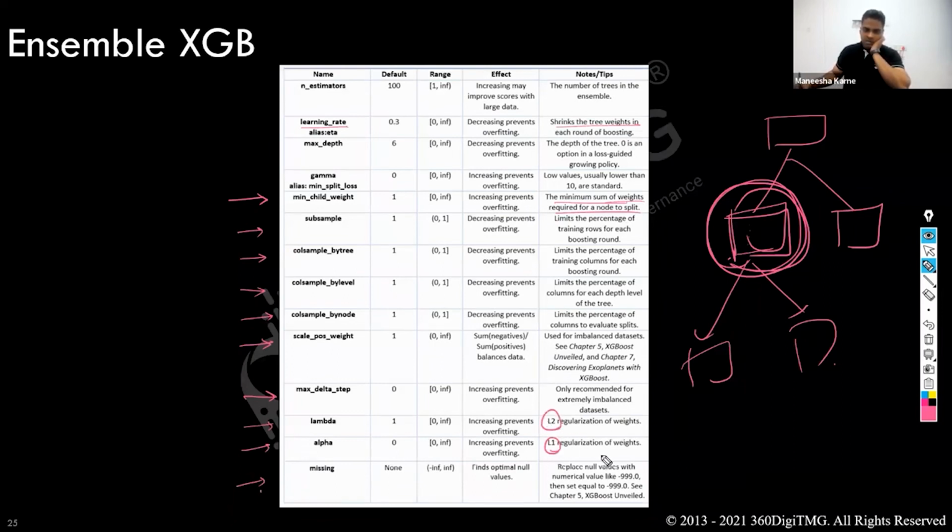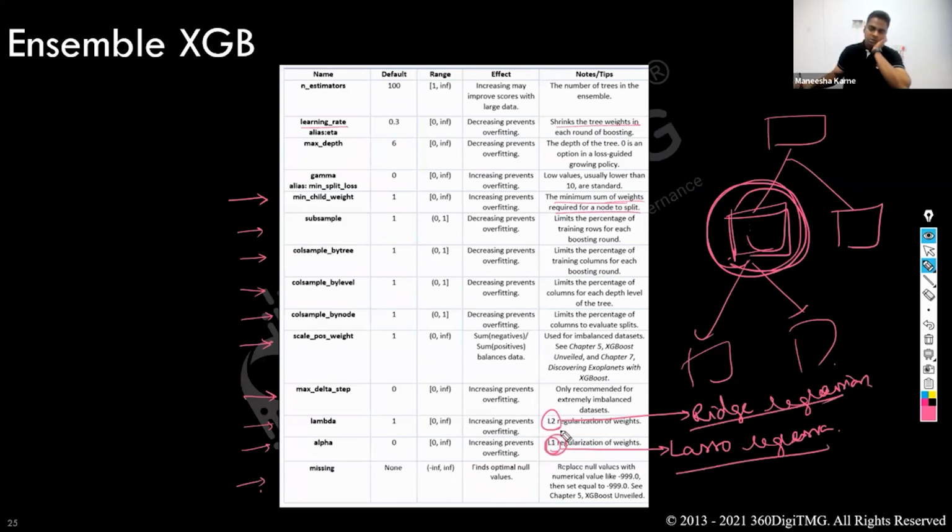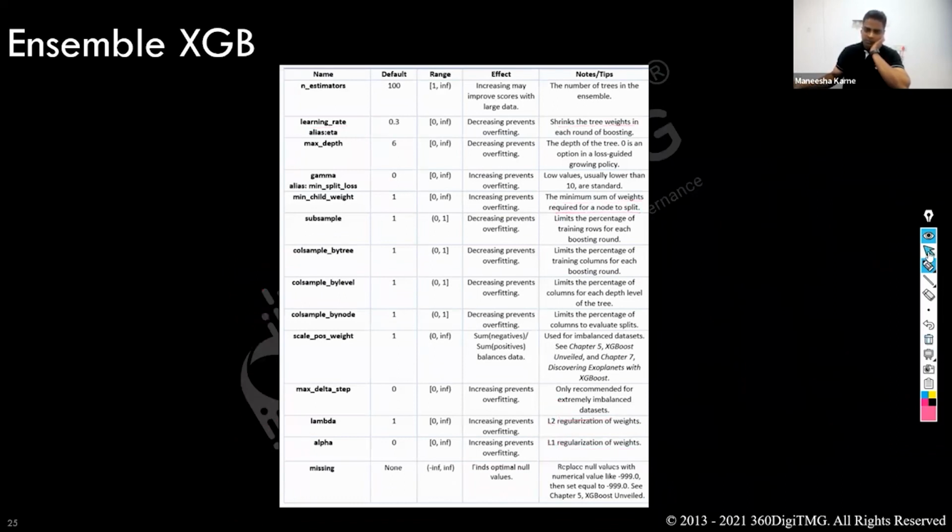When we get into regression techniques, we will talk about something called lasso regression. Are you done with this? Lasso and ridge regression? Not sure. So we'll talk about lasso and ridge regression. Those are this L1 and L2. And then just go through these hyperparameters whenever you find time.